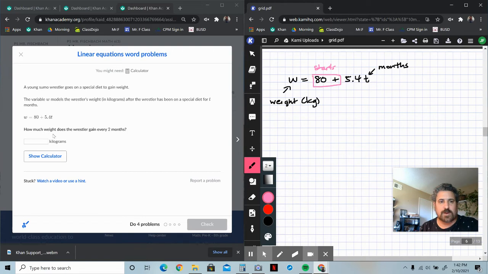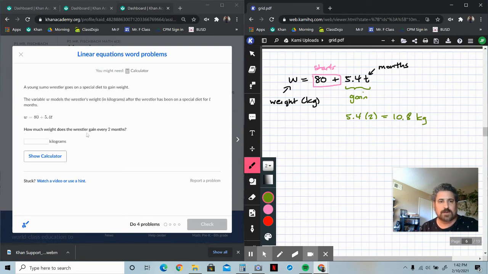So it says, how much weight does the wrestler gain every 2 months? You don't really have to solve for W. You just have to figure out what 2 times 5.4 is, right? Because that's the amount that he's gaining, right? So this is the amount of gain. This is his gain. So after 2 months, you would have gained 5.4 times 2, which is 10.8, okay? So every 2 months, he's gaining 10.8 kilograms.